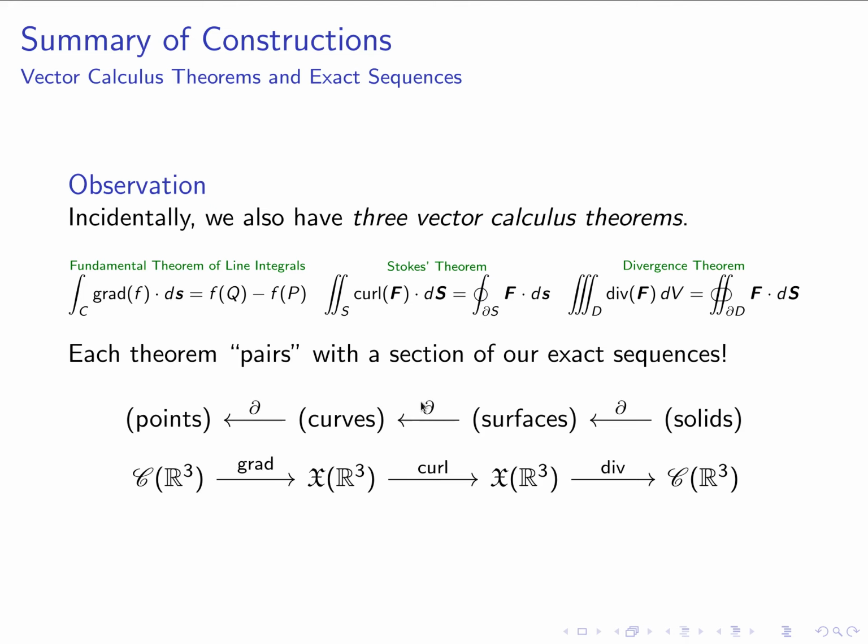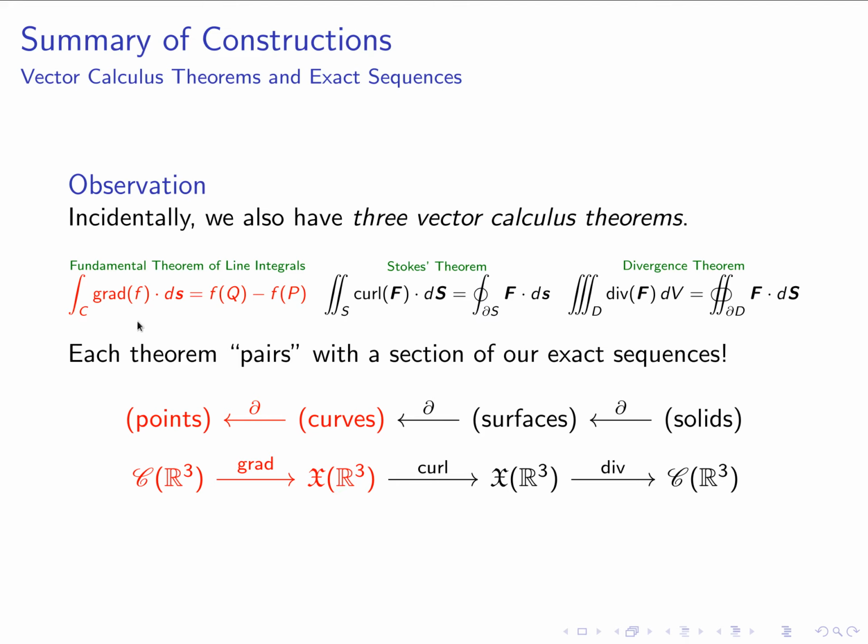So our exact sequences can be organized like this. Boundaries of solids are surfaces, boundaries of surfaces are curves, and boundaries of curves are points. Down here, the gradient of a scalar field is a vector field, the curl of a vector field is another vector field, and the divergence of a vector field is a scalar field. Well, the first section of our exact sequences here related the concept of taking a boundary of a curve and obtaining points to the concept of taking the gradient of a scalar field and producing a vector field.